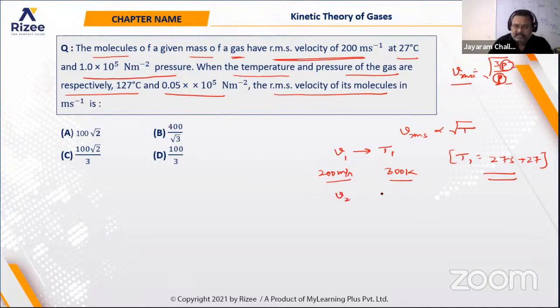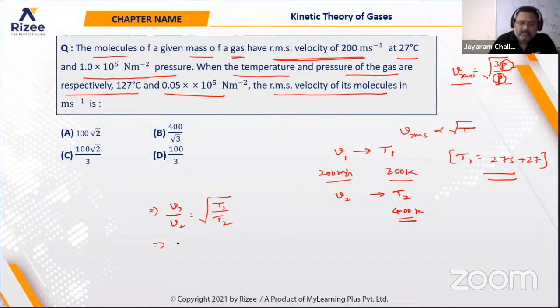So V2 he is asking at temperature T2 equal to 127, in the sense it should be 400 Kelvin. Now put it in the relationship: V1 by V2 is equal to root over T1 by T2. If I substitute, V1 is 200 meter per second, by V2 is equal to root over 300 by 400. Just go for the calculation part of this one.